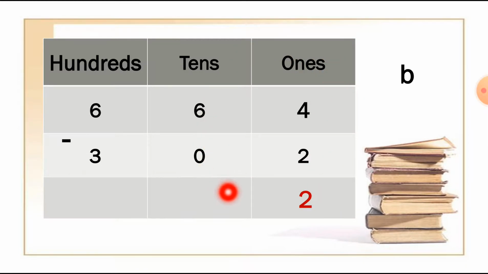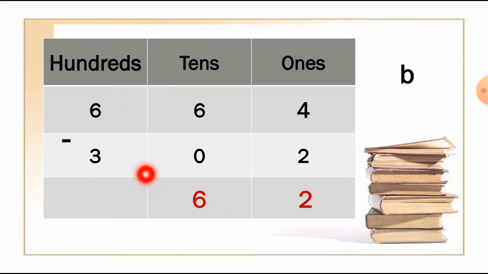Let's move to the tens column, which contains 6 minus 0. It means 6 minus nothing. 0 means nothing. So we are not cutting any number from the 6. So we can write 6 number as it is. Why do I write 6 number as it is? Because here is the 0. So we are not cutting anything from this 6 number. So I am writing this 6 number here as it is.